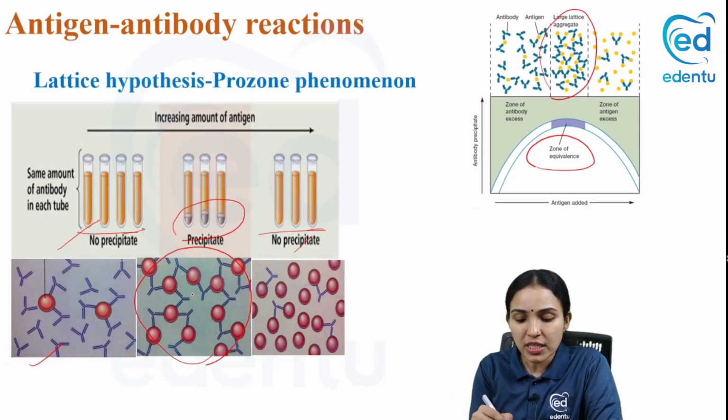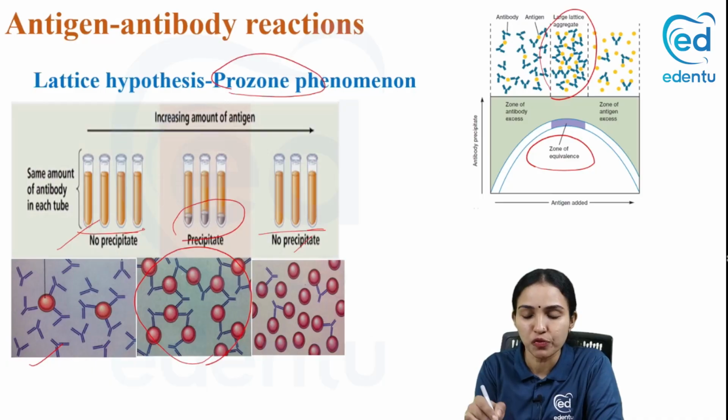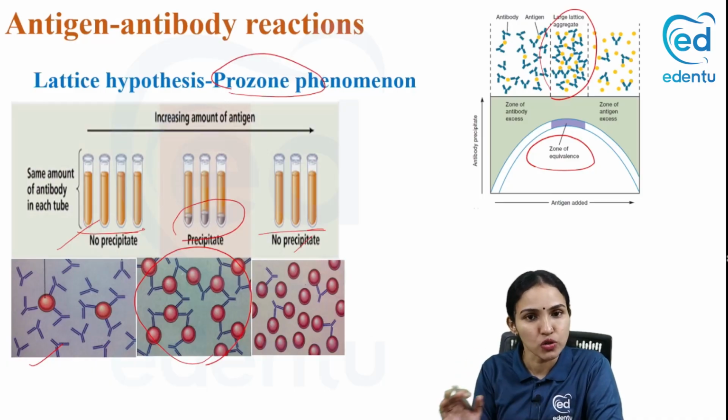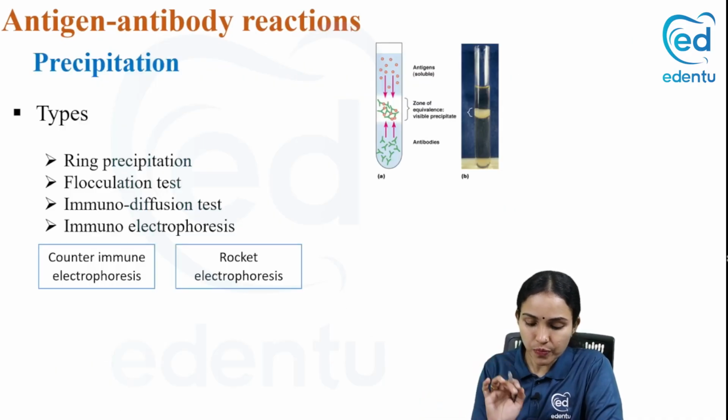So when you get this precipitate in the zone of equivalence, that is the lattice formation, that's called the lattice hypothesis. And why you don't get it at higher antibody and higher antigen concentration, you call it the prozone phenomenon. When there is excess antigen or when there is excess antibody, there is no precipitate formation. So that is the mechanism.